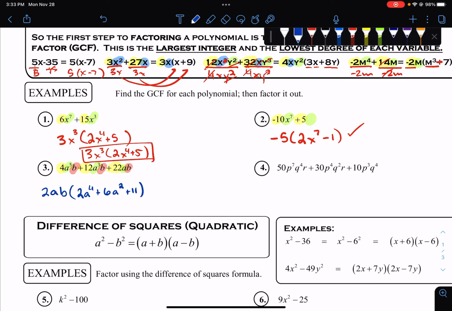All right, number 4. Why don't you pause the video, try this one on your own, and hit play when you think you got it.